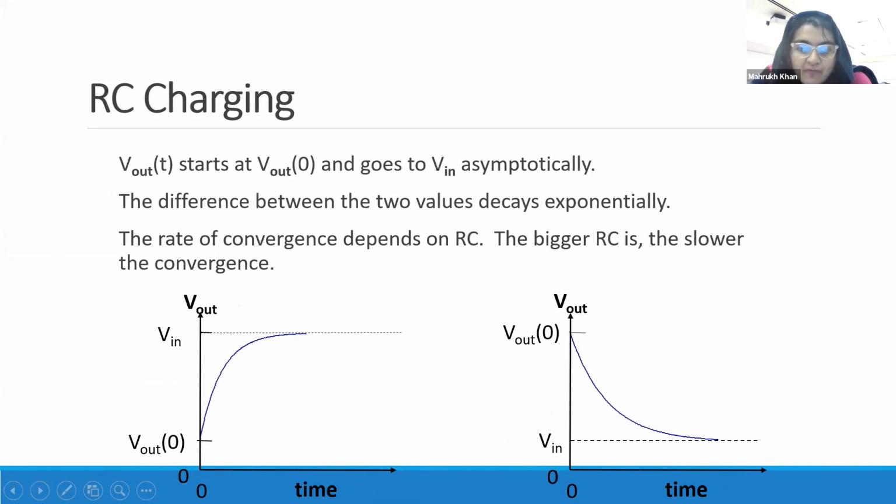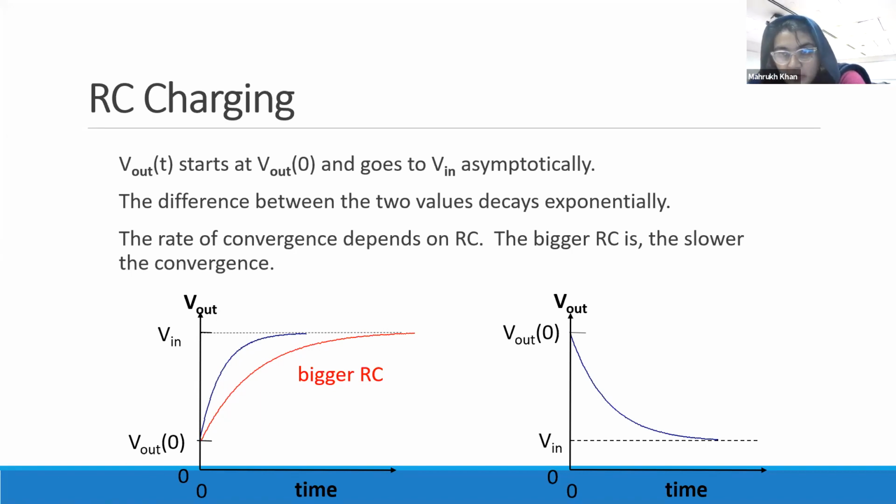So when you apply voltage, you see change in your voltage, and that change is not linear. It's actually exponential. When it starts charging, we say that at 1 tau it will reach 63% of the input voltage, and at 5 tau it will reach 100% of its input voltage. So that's what this graph is showing.